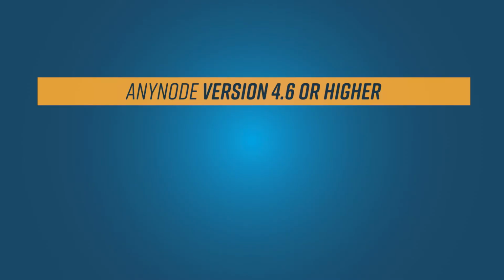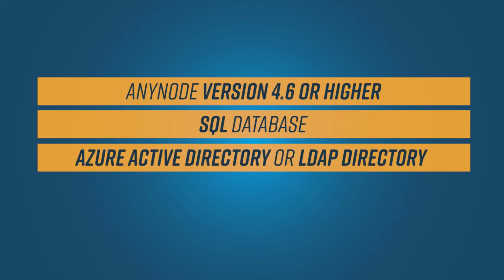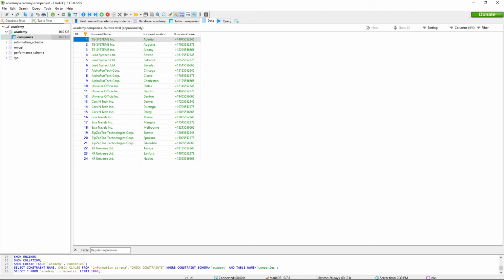You need an anynode version from 4.6 and an SQL database, an Azure AD or LDAP directory with the appropriate access rights. Before we start with the configuration in anynode, let's take a quick look at an example of a MariaDB. In this database, the company name, the location, and the phone number are stored.